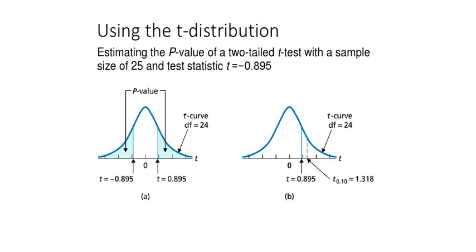Well, estimating the p-value of a two-tail test, we're actually going to take our t-value that we would get, and we're going to get a t-statistic of 0.0895 right here, so that means that we're looking for a rejection region that falls within these two values.